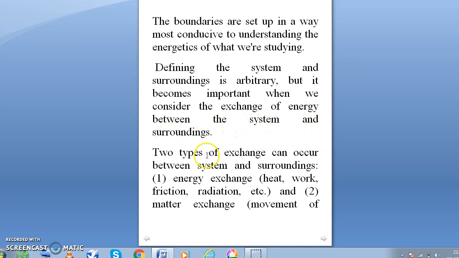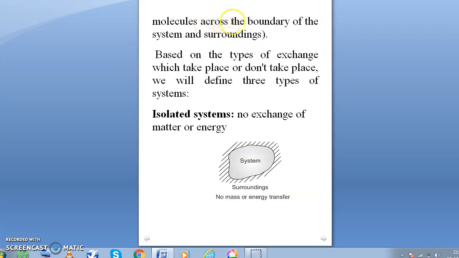system and surroundings. Two types of exchange can occur between system and surroundings. Energy exchange, that is in the form of heat, work, friction, radiation, etc., and matter exchange, in the form of movement of molecules across the boundary of the system and surroundings. Based on the types of exchange which take place or don't take place, we will define three types of system.